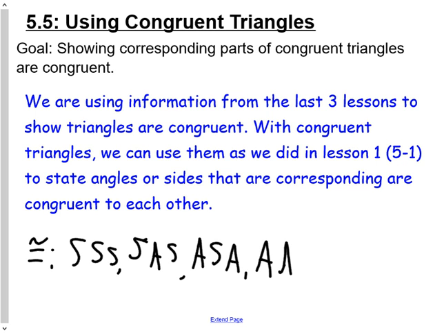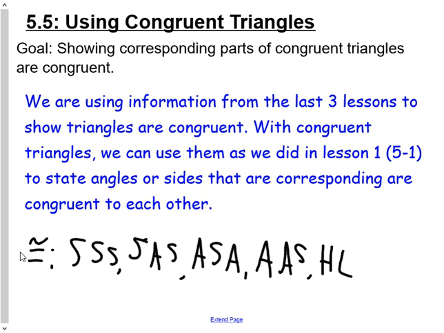angle, angle, side, and hypotenuse leg, sometimes referred to as hypotenuse leg right triangle, right? So with all these, what's the point, right? The point is these were shortcuts to showing triangles congruent. Normally, to show a shape congruent, we need all angles congruent to all angles in the other corresponding one, and all sides of one, say, triangle congruent to all sides of the other, right?